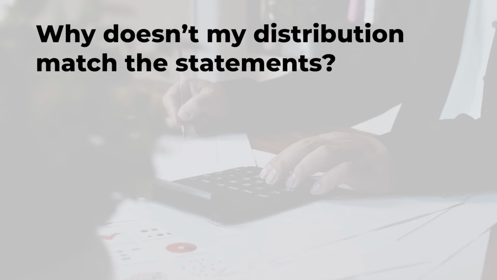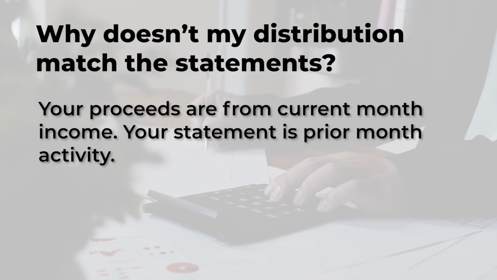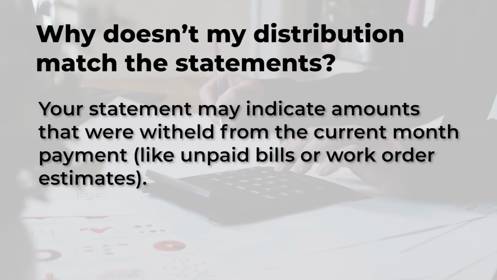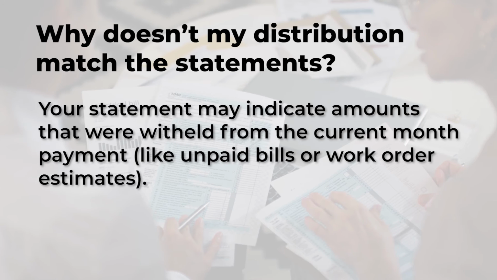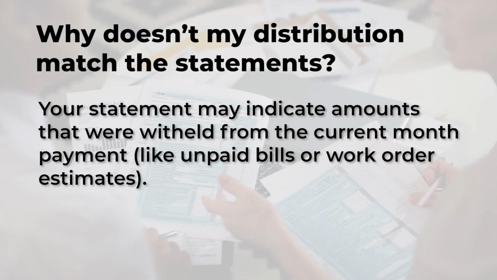Why doesn't my distribution match the statements? Your proceeds are from current month income. Your statement is prior month activity. Your statement may indicate amounts that were withheld from the current month payment, like unpaid bills or work order estimates.